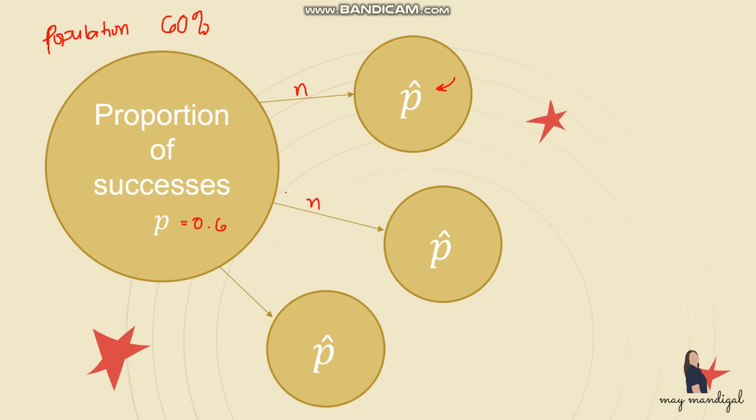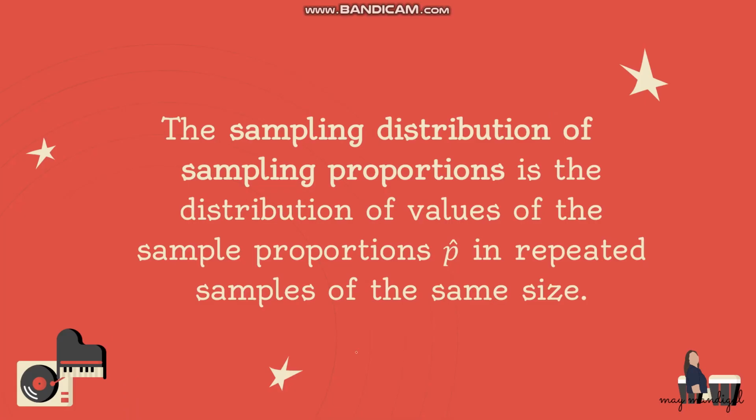So you keep on drawing samples from the population with the same size. Each sample has its corresponding sample proportion. So another one, and then another sample proportion. There can be a lot of samples that we can draw from a population. And remember, each sample has its own proportion of successes. So if we list down all of these proportions from our samples, then we will come up with the sampling distribution of sample proportions. So it is the distribution of values of the sample proportions P hat in repeated samples of the same size.